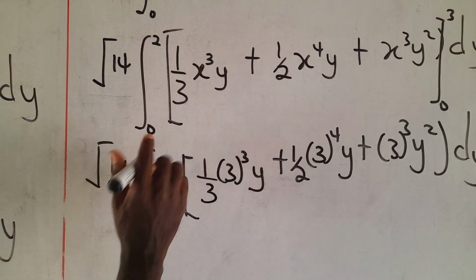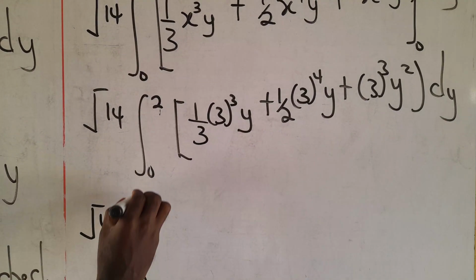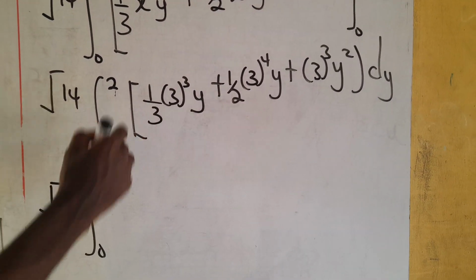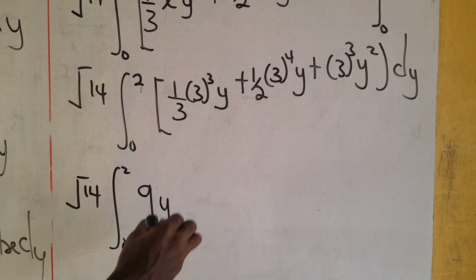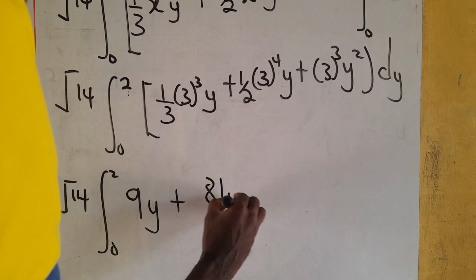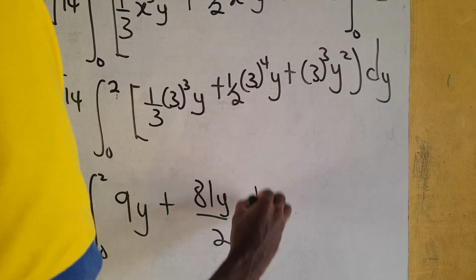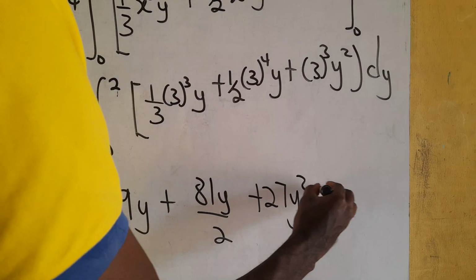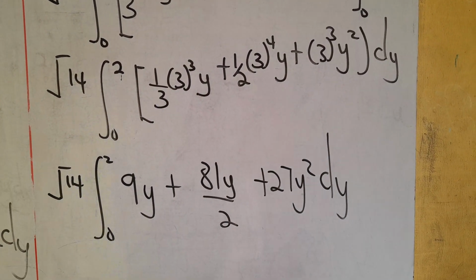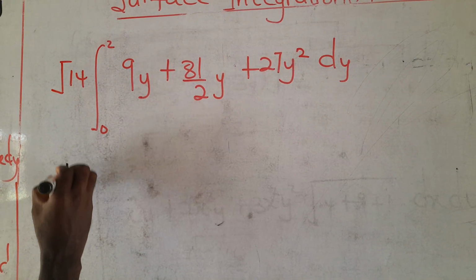So this is 2. So we have the square root of 14, integral spanning from 0 to 2. 3 exponent 3 is 27 times 1/3, that will be 9y. Then plus 3 exponent 4 is 81. So we have 81y over 2. Then 3 exponent 3 is 27. So we have 27y squared dy. So now we integrate this function again with respect to y. Then we substitute our 0, 2. So now we integrate this with respect to y.